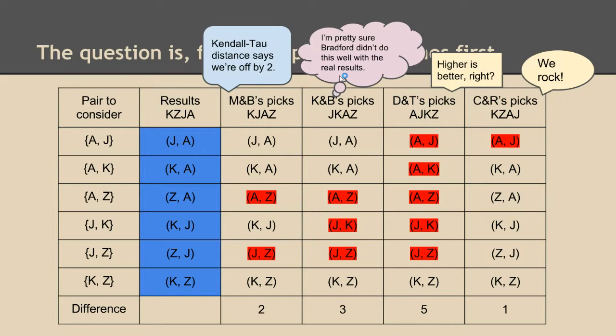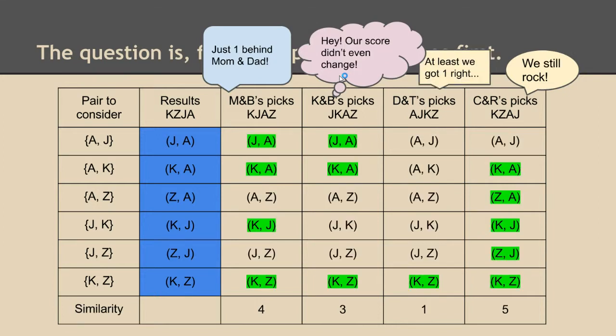I like that better. So I want to reverse it and do the Kendall tau similarity. I just coined that. It may or may not be a real thing, but the point is, we count the things we got right and add that up. That way higher score is better, and in the end it comes out to the same thing. So by this ordering, again, Mom and Dad win with 5 points out of a possible 6, and Danielle and Thomas are the biggest losers with only 1 point out of 6.